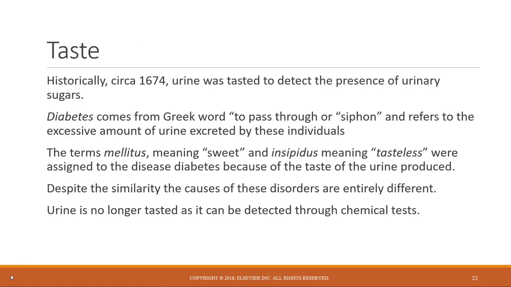We mentioned taste for historical purposes only. Around 1674, urine was tested to detect the presence of urinary sugars because these urines would taste sweet. And diabetes comes from the Greek word to pass through or siphon and refers to the excessive amount of urine excreted by these individuals. That's what diabetes means. The term mellitus means sweet, and insipidus, which we've talked about before, means tasteless. And these were assigned to the disease diabetes because of the taste of the urine produced. So despite the similarity, the causes of these disorders are entirely different.